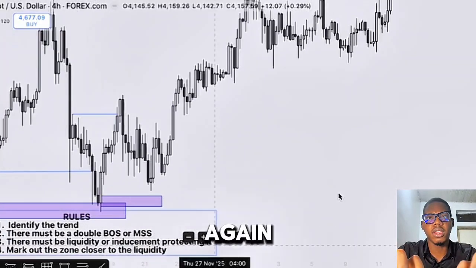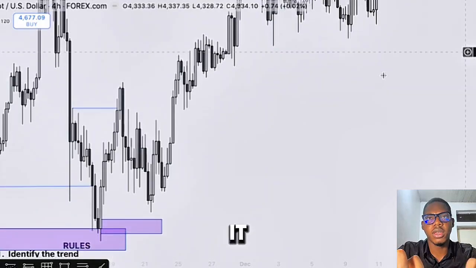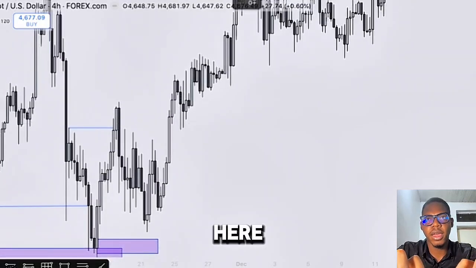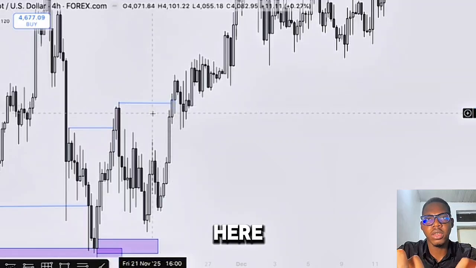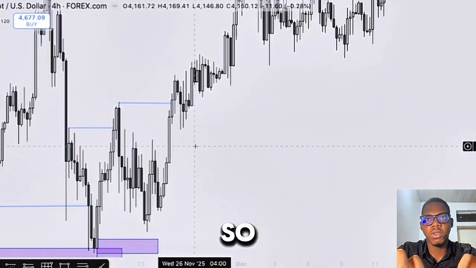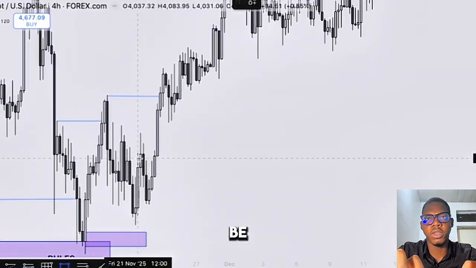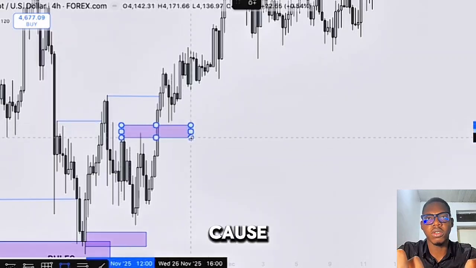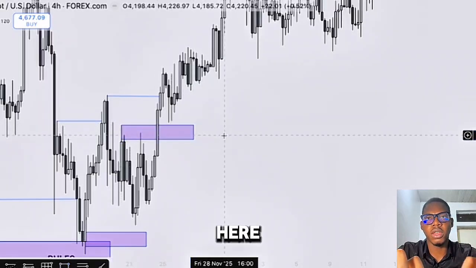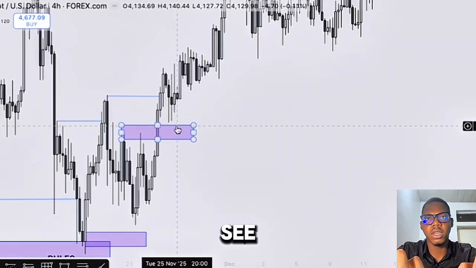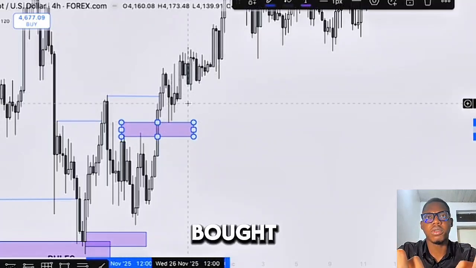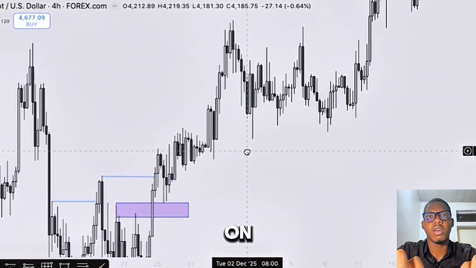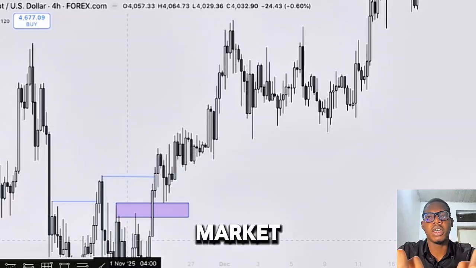So you can see again, look at it. Price came here and broke this area here. So price has reacted at this level. The next area of order block should be here, because price came into this level and bought. And that's the same thing on how the markets move.